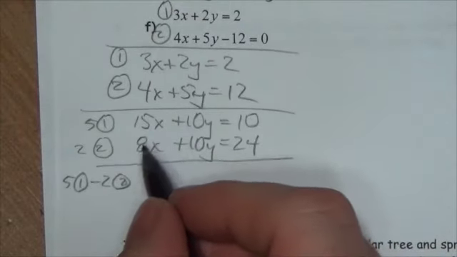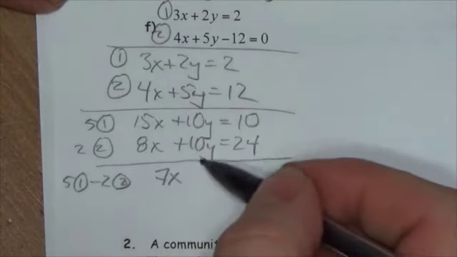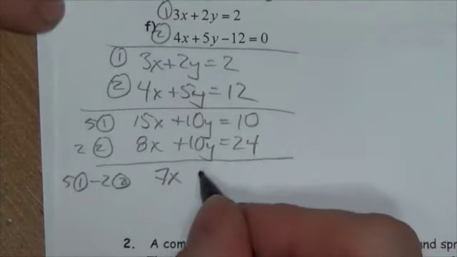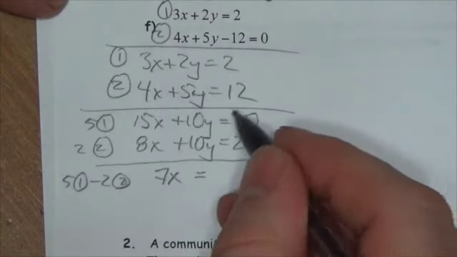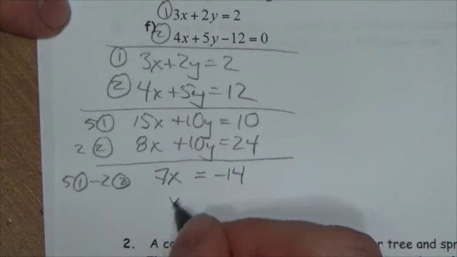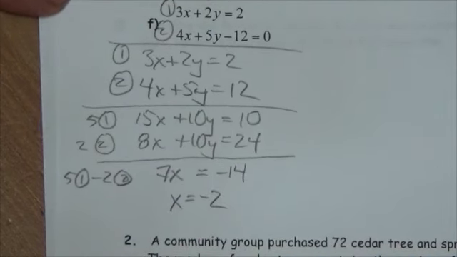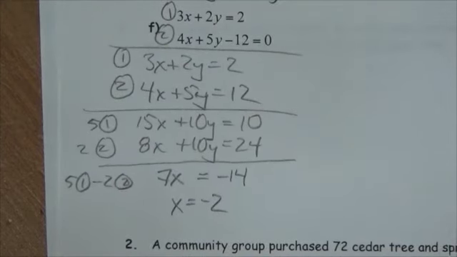And so now 15x minus 8x is going to be 7x. 10y minus 10y goes away, which is what I was expecting. And 10 minus 24 is negative 14. Quick little calculation here. I'm going to divide by that coefficient and we get x is equal to negative 2. Oh, and I'm very happy that it's negative 2 and not some crazy fraction, which is good.